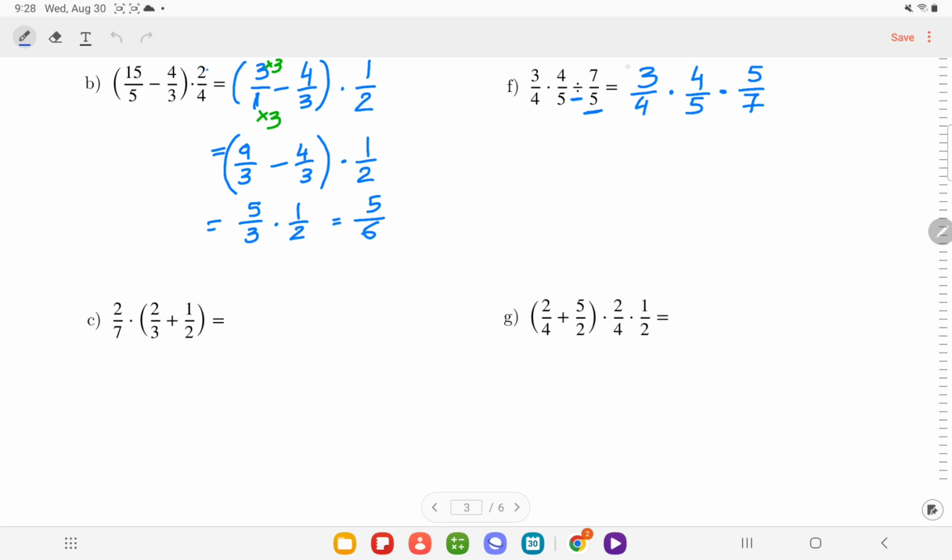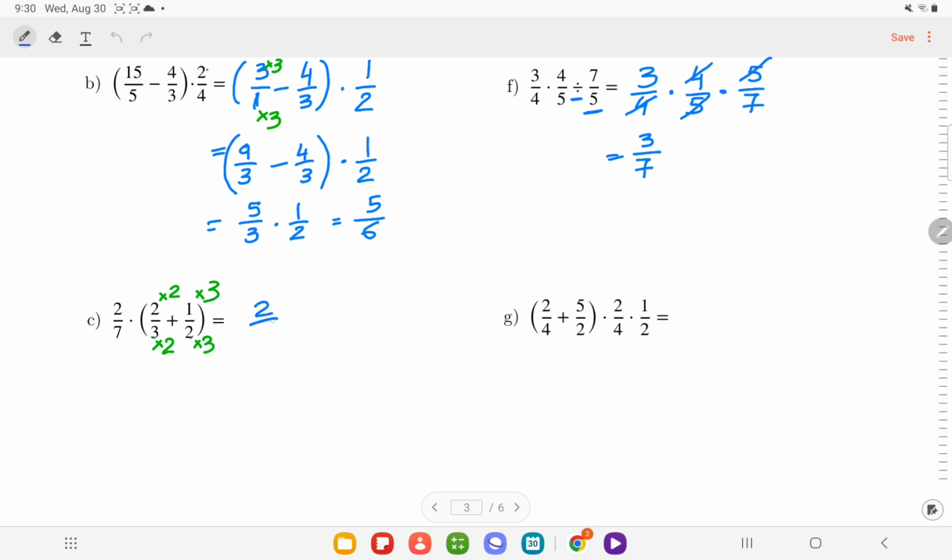Now, let's see if we can reduce anything. 4 divided by 4 is 1, and 5 divided by 5 is 1. We end up with 3/7. And see, we're going to start with the brackets. We cannot reduce any of the fractions, and we have to find the common denominator. For 3 and 2, the common denominator is 6. So we're going to multiply 3 by 2 and 2 by 3.